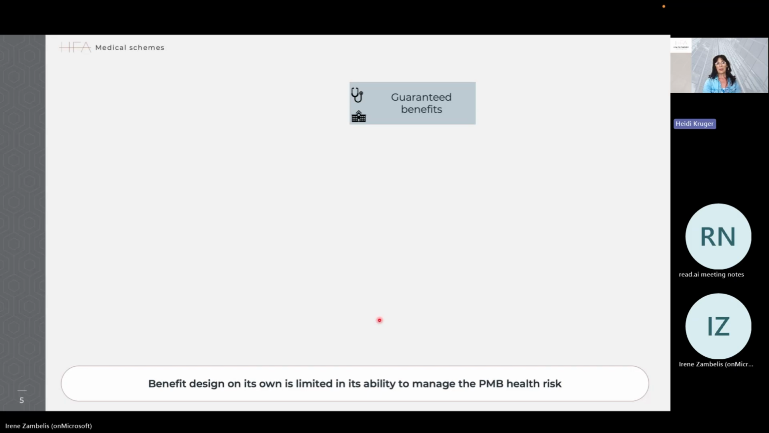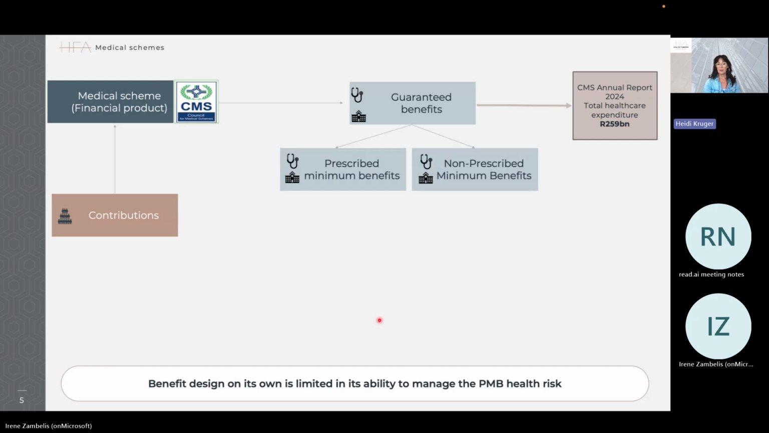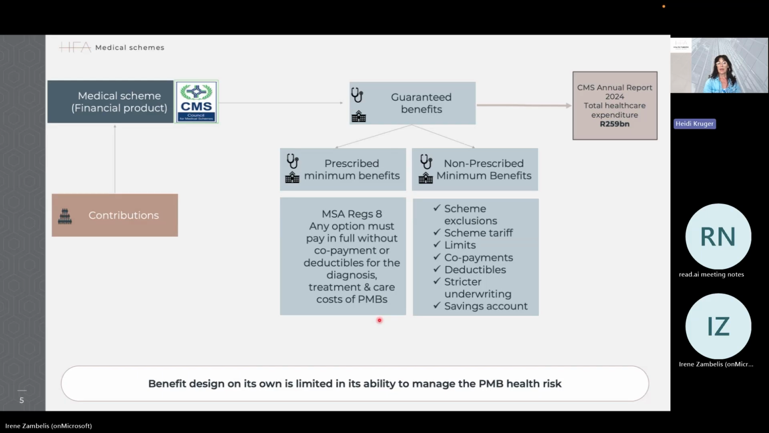Thanks, Irene. This following slide illustrates a really important reality for schemes, because benefit design alone can't fully manage healthcare risk, especially when it comes to costs, because schemes are required to cover PMBs, and the PMBs limit the ability of schemes to manage costs purely through benefit restrictions. And I suppose that's where managed care becomes critical. Can you explain a little bit?